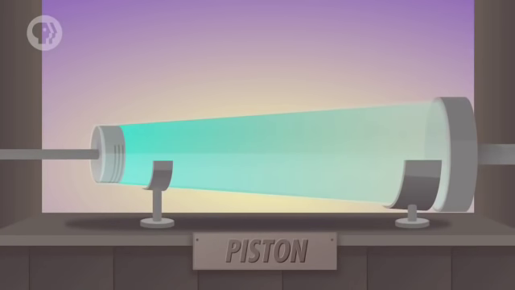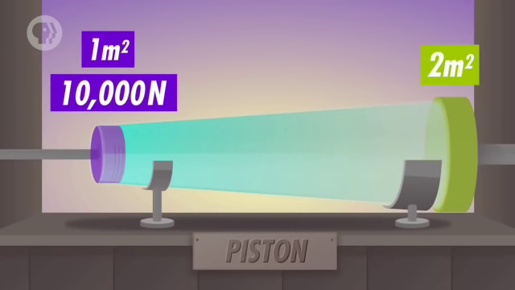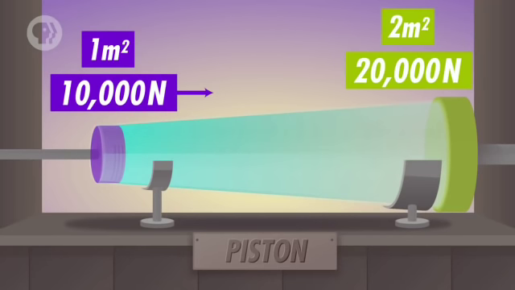So say you have another tube that's more of a cone shape, with a piston on the left side that has an area of 1 meter squared, and one on the right that has an area of 2 meters squared. Again, you apply 10,000 pascals of pressure to the piston on the left side, meaning 10,000 newtons of force. But the piston on the right side has double the area. So for the pressures to be equal, the water has to apply double the force to the piston as you apply to the water. And so you end up with 20,000 newtons of force on the right side piston. This is a huge deal.